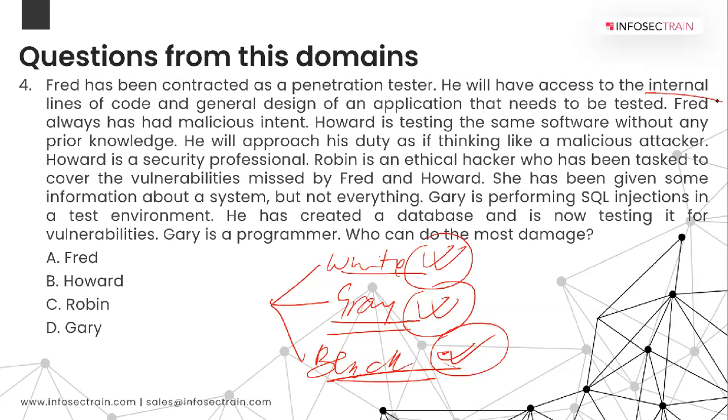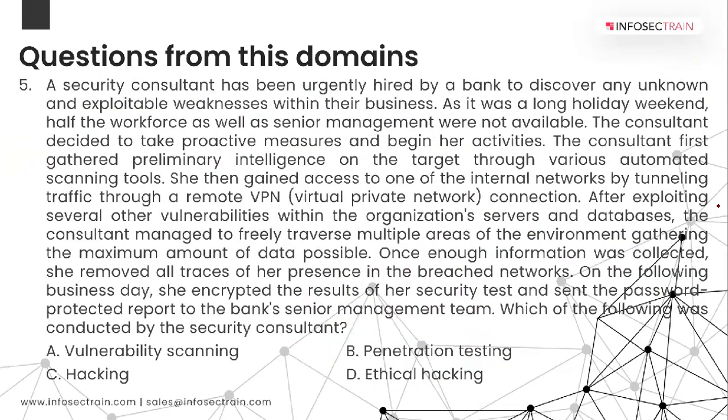So Fred has internal lines of code and the general design of the application. This sounds like a white box. Howard is testing some software without prior knowledge. This sounds like a black box. Robin has been given some information, so she sounds like a gray box. Moving on to the next question.